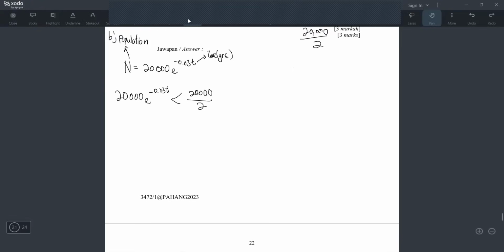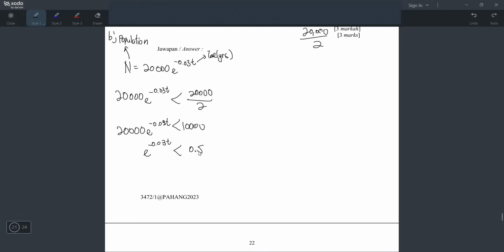Okay, now it's time to solve this. What is 20,000 divided by 10,000? Because can cut, right? And then what about here? This one you just copy only lah. 20,000 e, don't forget this is a number, and then negative 0.03 t. And now I'm trying to find t, right? So I think I will pindah the 20,000 to the other side. So it becomes e power negative 0.03 t smaller than 10,000 divide 20,000, which is just 1 over 2, or you can write 0.5.